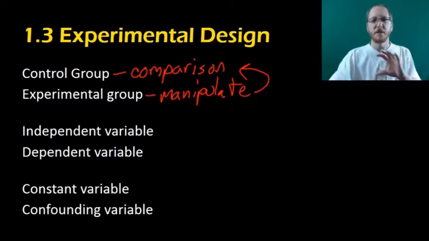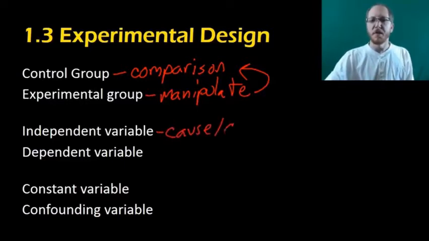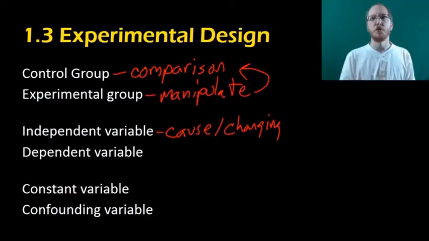Now, next, we've got a series of variables. So the independent variable is what you are going to change. This is sometimes referred to as the cause. This is ultimately what the experimenter is going to be changing. So in our experiment from up here, that would be the amount of coffee you drink. So this is independent.